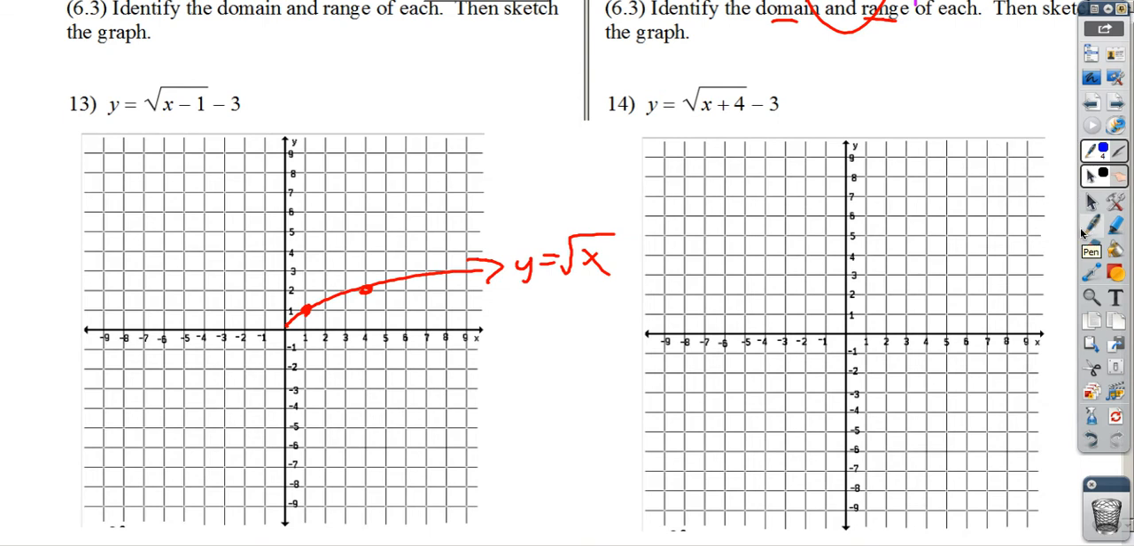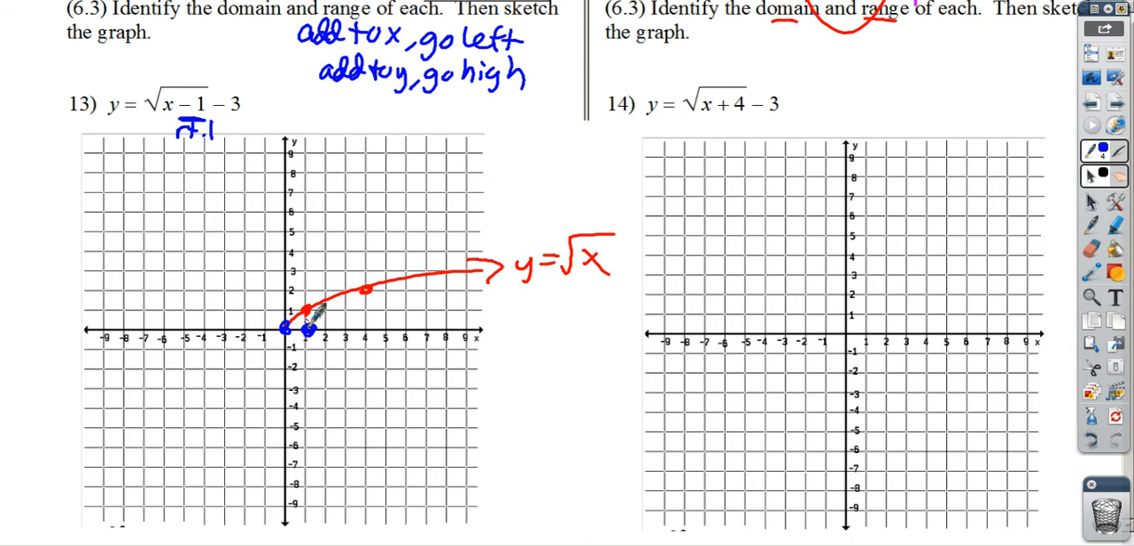So this graph right here, you may remember this from prior sections: add to x, go left, and add to y, go high. That tells us how graphs are transformed. So this right here, we're not adding to x, we're subtracting, so that means go right 1. So I'm going to take this point and shift it to the right 1. And the other thing is, add to y, go high, that means we're subtracting from y, so we're going down 3.